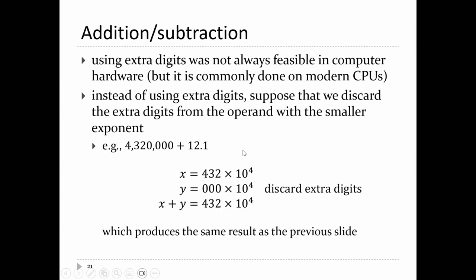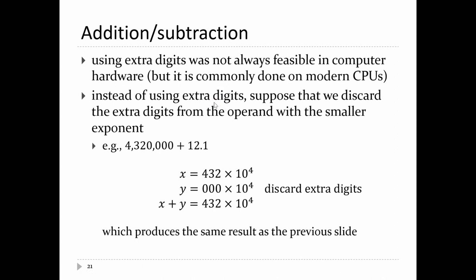So back in the early days of computing, it wasn't always feasible to use extra digits in the computation. On modern CPUs, this is done now. So on a modern CPU, there are extra digits in the numbers when your CPU computes arithmetic. But in the early days, there weren't. So if I had to compute a sum or a difference in floating point, however many digits we had, that's how many digits you could use.